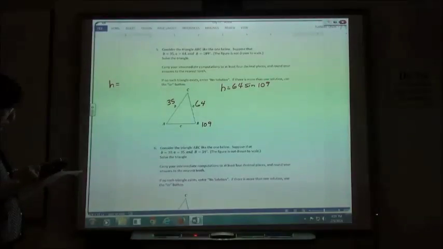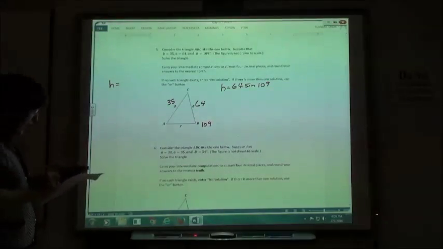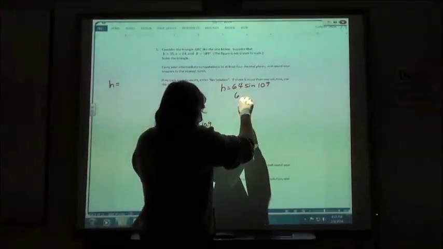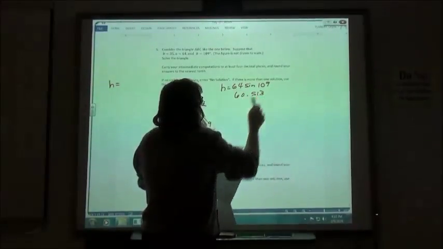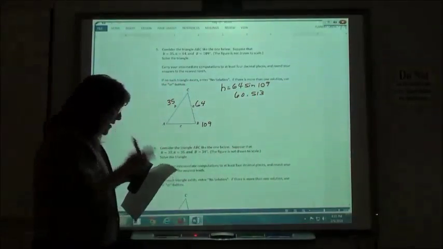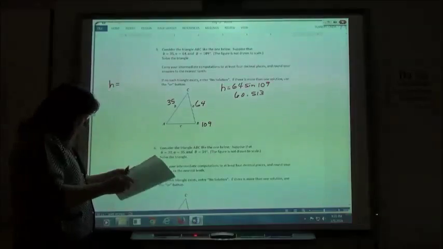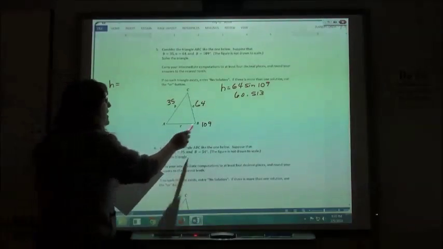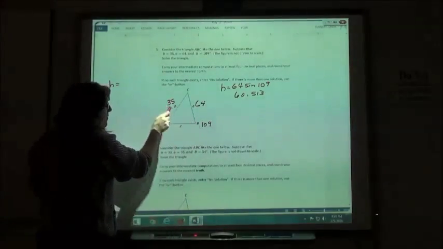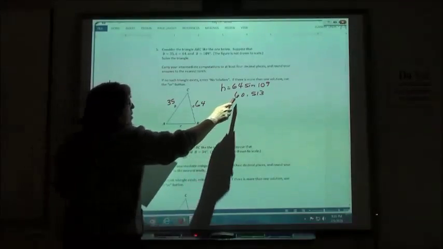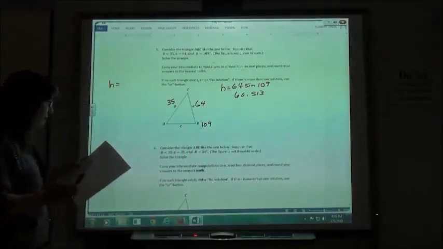64 sine of 109 gives me 60.513. So we checked with our rules. It said, is H equal to my opposite side? This time the opposite of my angle is 35. Well, H is not equal to 35.